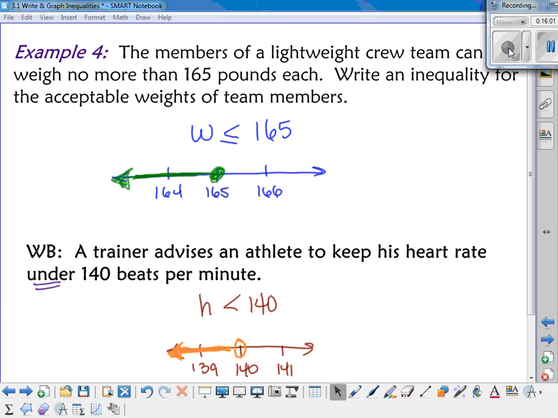Okay, so the heart rate has to be under 140 beats per minute. That means it has to be less than 140. It can't be exactly 140 or it won't be under 140. So H is less than 140, and so we'd have an open circle on 140 and the arrow would be going to the left.